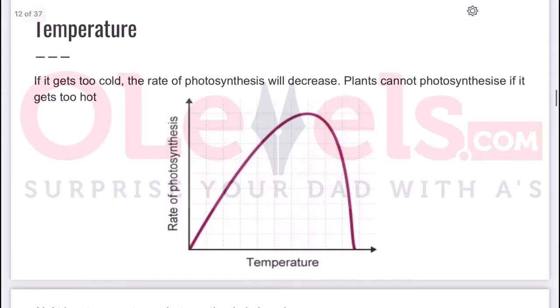Now, temperature. If it gets too cold, the rate of photosynthesis will decrease. A plant cannot photosynthesize if it gets too hot. This means that in both conditions, too cold and too hot, the rate of photosynthesis decreases. So we can refer to the graph. As the temperature increases, the rate of photosynthesis increases and reaches its highest at a certain temperature. As the temperature is increased a bit more, the rate of photosynthesis decreases.